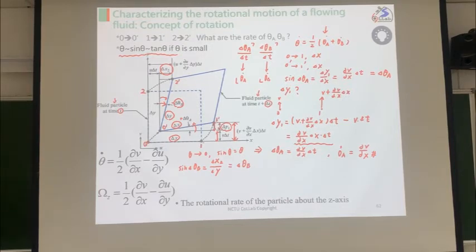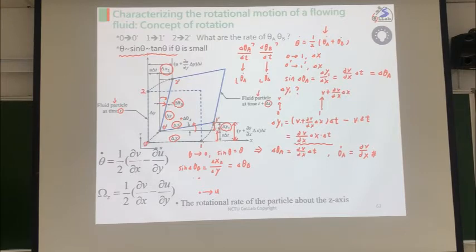So for these equations, we need to calculate delta x2 first, and then we know delta theta B. Again, we have the 0 point here, and we know the velocity along the x direction is u.